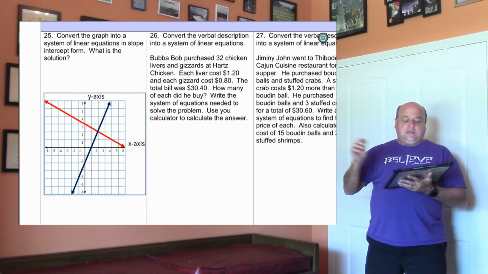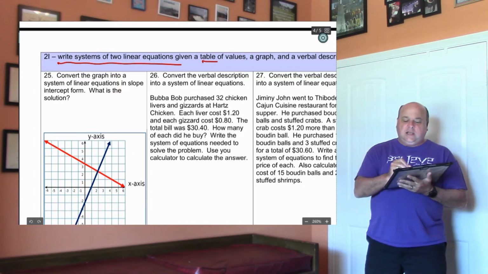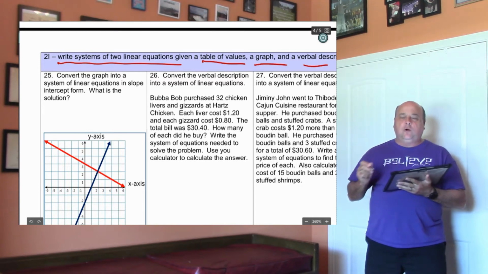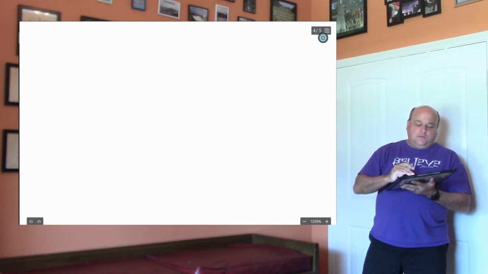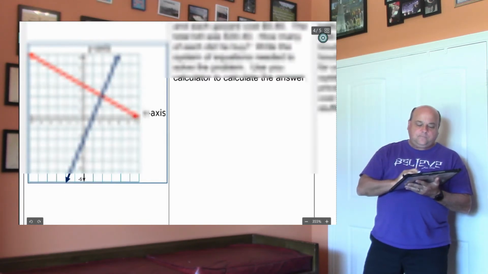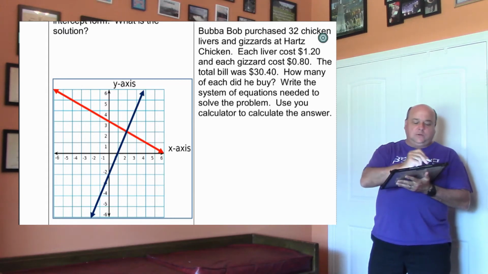Write the graph, and okay, on this one right here, you have to write a system of 2 equations. Give a table of values, a graph, or a verbal description. So I did 2 verbal descriptions and a graph. So on this one right here, we're going to write down the mx plus b's of both lines, okay?